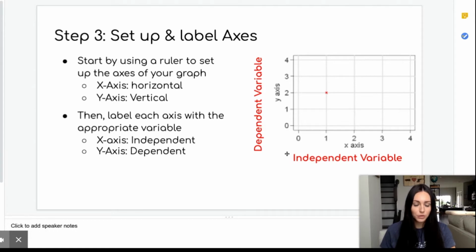The next step that you want to take is to label each axis. Now, we don't want to just label them X and Y axis. We want to label them with the variables that we will eventually be plotting there. So the rule for setting up your graph is that your X axis represents your independent variable. You will label your X axis with whatever your independent variable is, and your Y axis with whatever variable is your dependent variable.